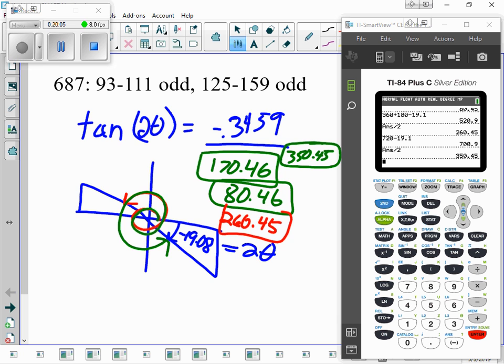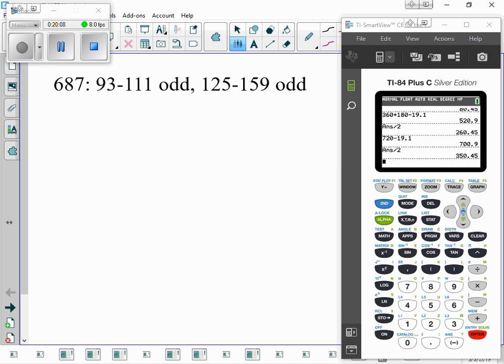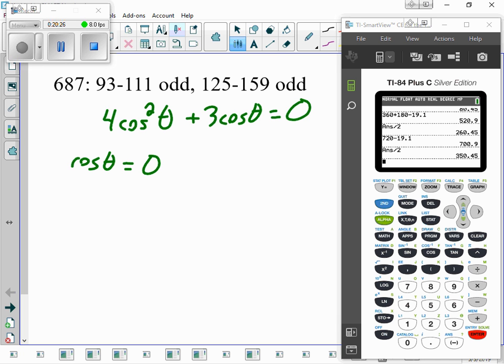139. This is in your set. 4 cosine squared of theta plus 3 cosine of theta is equal to 0. What should I do? Take out a cosine. So the cosine of theta is equal to 0, and 4 cosine of theta plus 3 is equal to 0. So I get the cosine of theta equals -3/4.